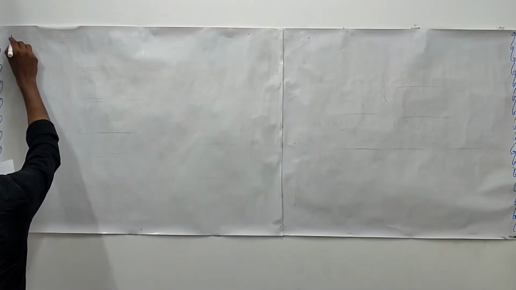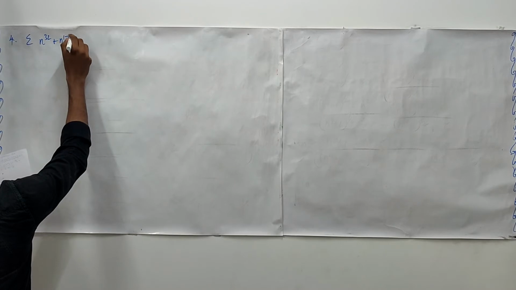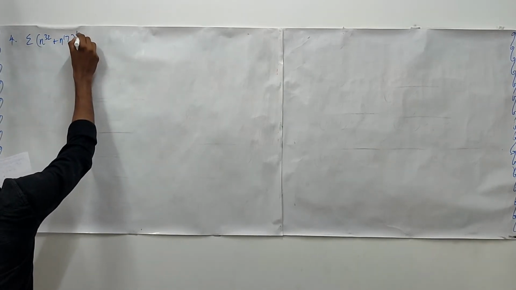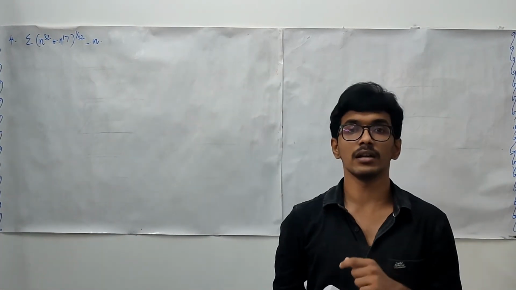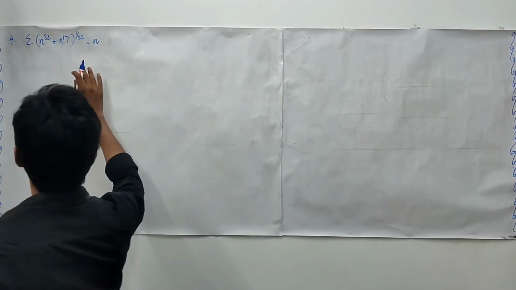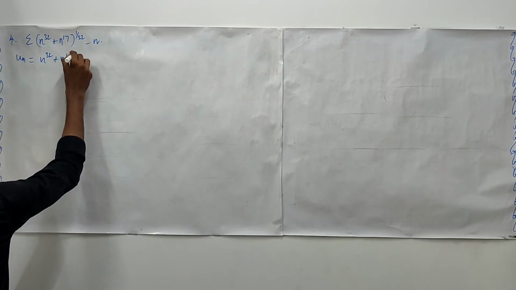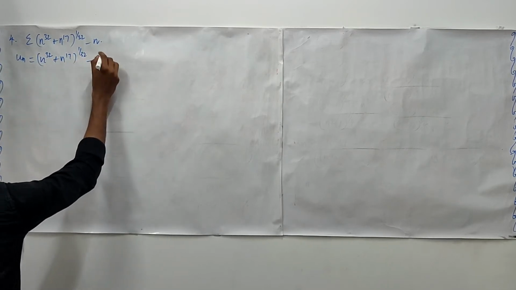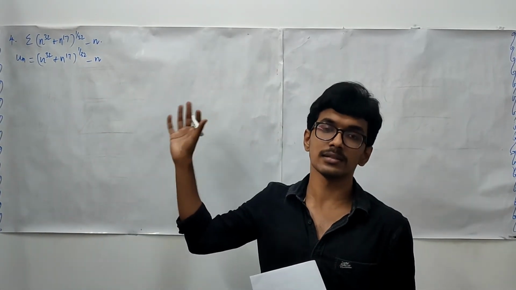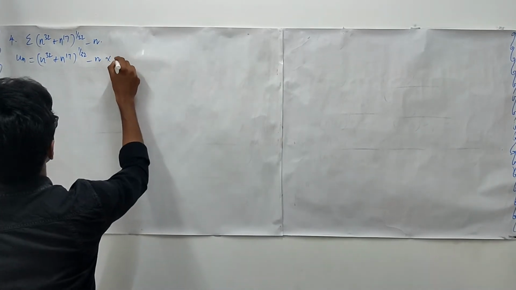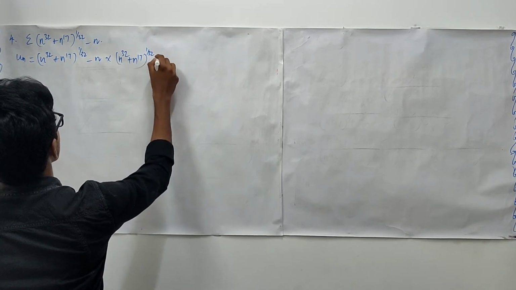The example that we are going to consider is summation of n to the power 32 plus n to the power 17, all to the power 1 by 32, minus n. Just like we have done in the previous example, we will have to do in this example as well. This is our Un, right? So we must try to bring something in the denominator, that is, we must try to write this in a rational form, for which we are multiplying by its conjugate.